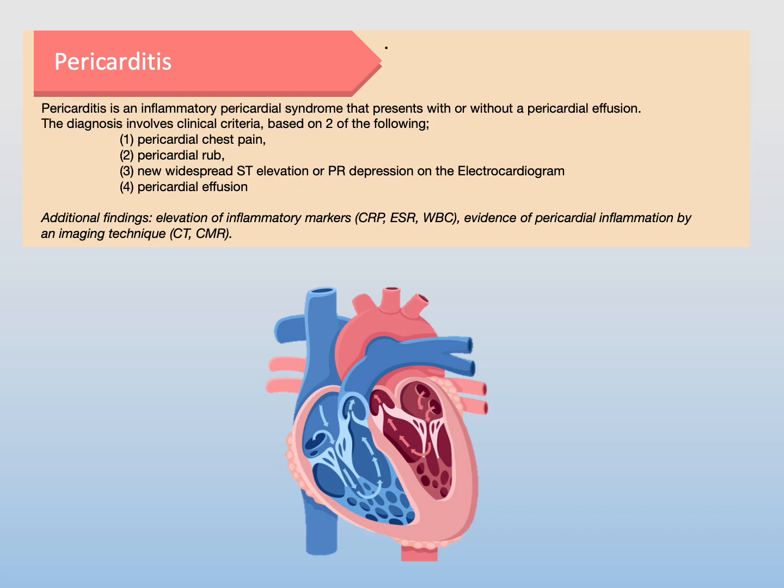Pericarditis is an inflammatory pericardial syndrome that presents with or without a pericardial effusion. The diagnosis involves clinical criteria based on two of the following: pericardial chest pain, pericardial rub, ECG criteria, and the presence of a pericardial effusion.